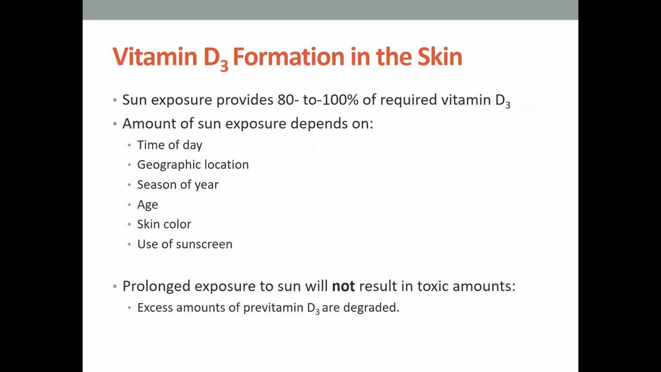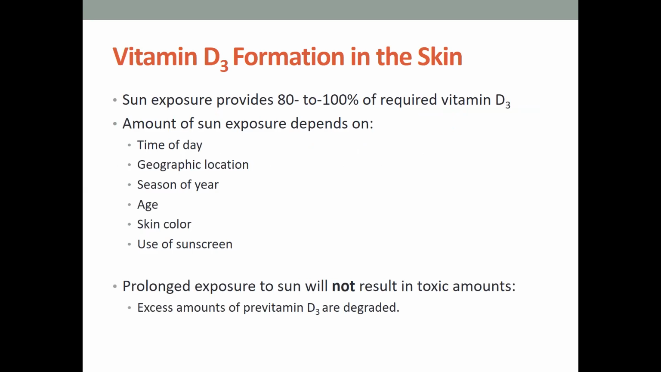So we were probably meant to get most of our vitamin D from the sun. For many people, it provides 80 to 100% of our vitamin D. But this isn't real simple. It's actually fairly complex because think about all the things that might impact our sun exposure.